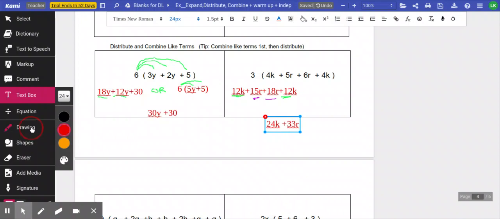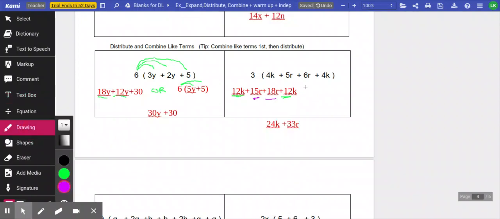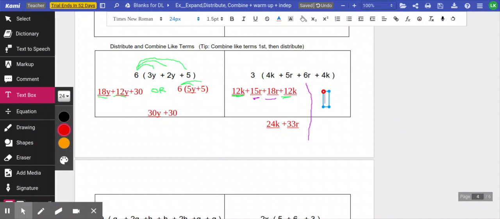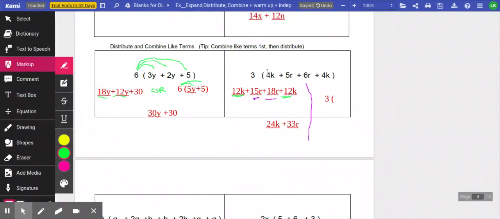Or, if you're using the other strategy, I'll put a line here so you can see the two strategies apart. The other strategy would be to combine your like terms first. So I still have my 3 in my parentheses, and I'm looking inside. There's some terms that I can combine. The 4k and the plus 4k. Then I can also combine the 5r with the plus 6r.